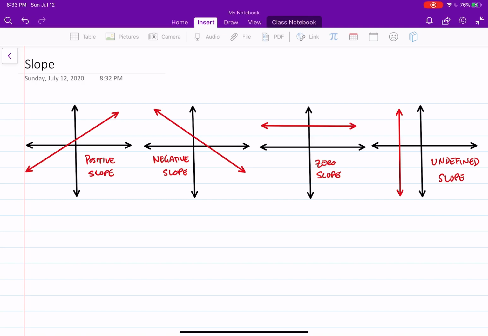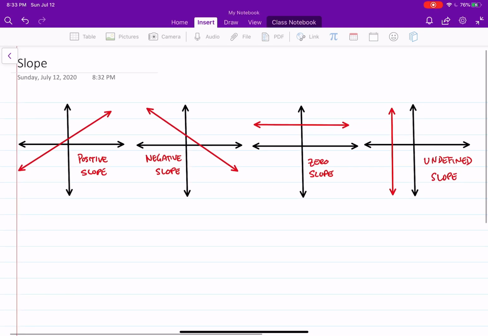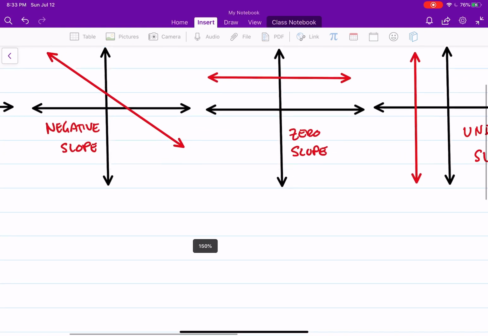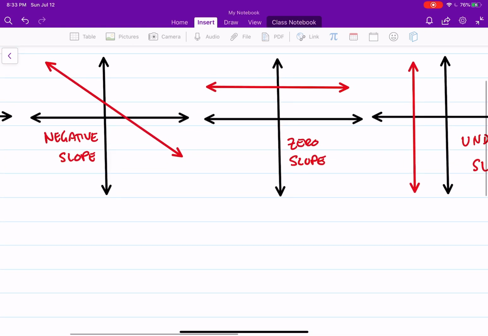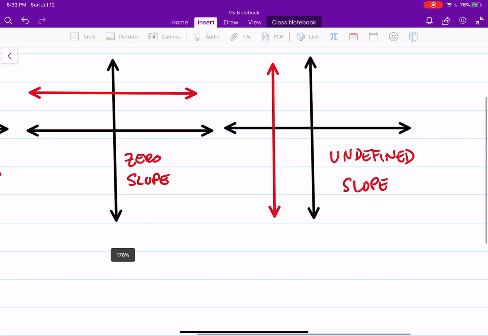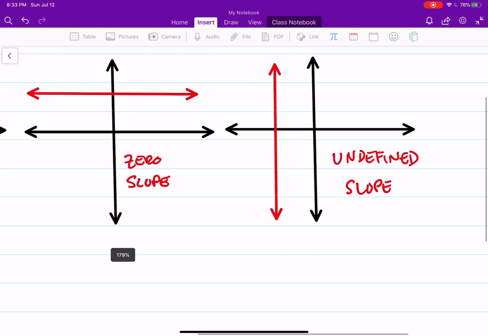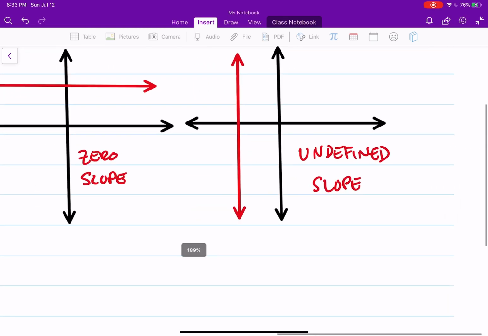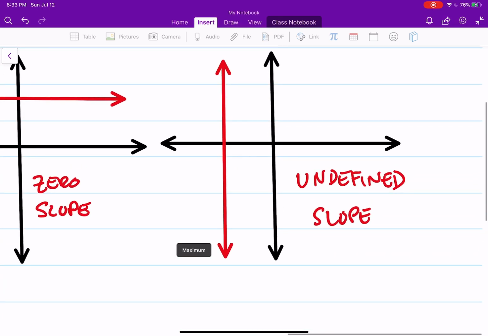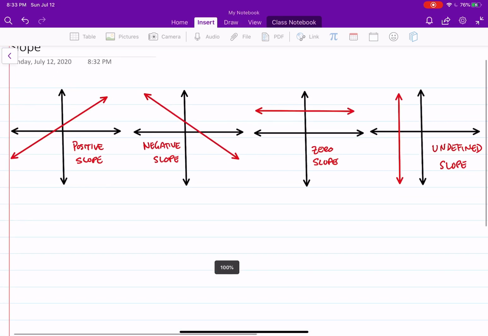All right. Let's talk about slope. Last time we talked a little bit about the different types of slopes that we have, right? If we're going from left to right and it's going upward, that's a positive slope. If it's going from left to right and it's going downward, that's a negative slope. Then we have a horizontal line, which is a zero slope because we have zero fun skiing on that. And then we have the vertical line, which gives you the undefined slope.